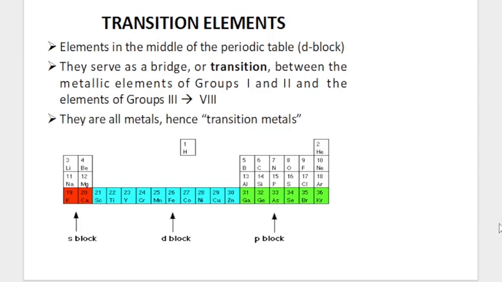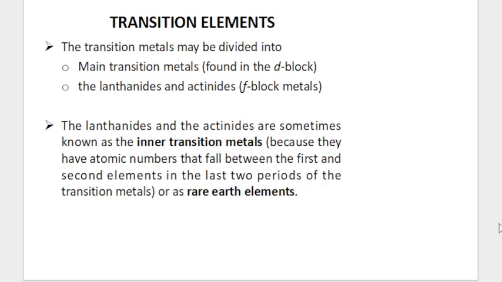Let's now get into transition elements. The elements in the middle of the periodic table, the d block, are classified as transition elements. They are elements with partially filled d orbitals. They serve as a bridge or transition between the metallic elements of groups 1 and 2 and the elements of groups 3 to 8. They are all metals, hence they are called transition metals.